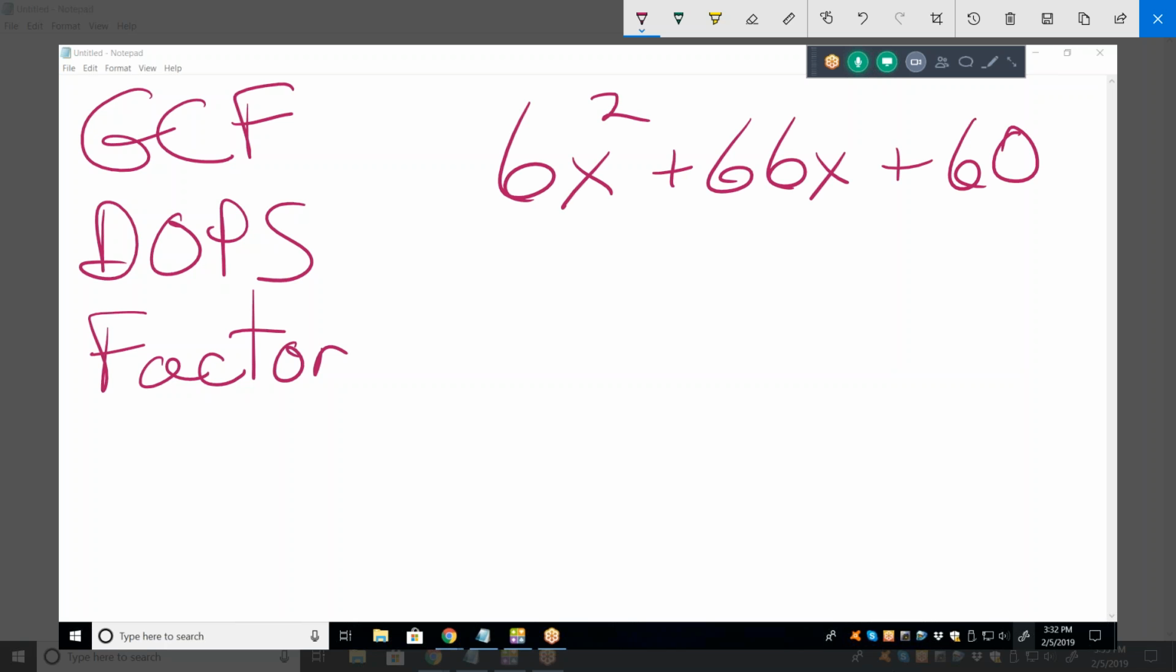The moment I see a quadratic at your level that has the number 6 in front of it, I know there's going to be a greatest common factor, because they're not going to make you factor this without that yet. So take out the greatest common factor. What do we have? Three? What's the greatest common factor? You're looking at a bunch of them right now.